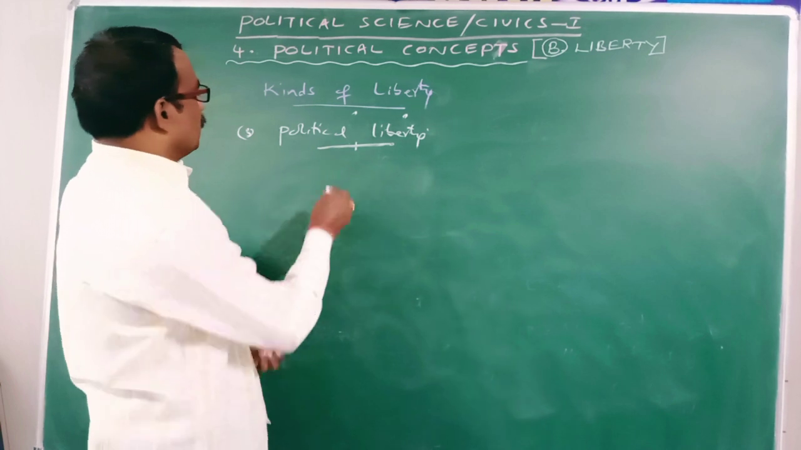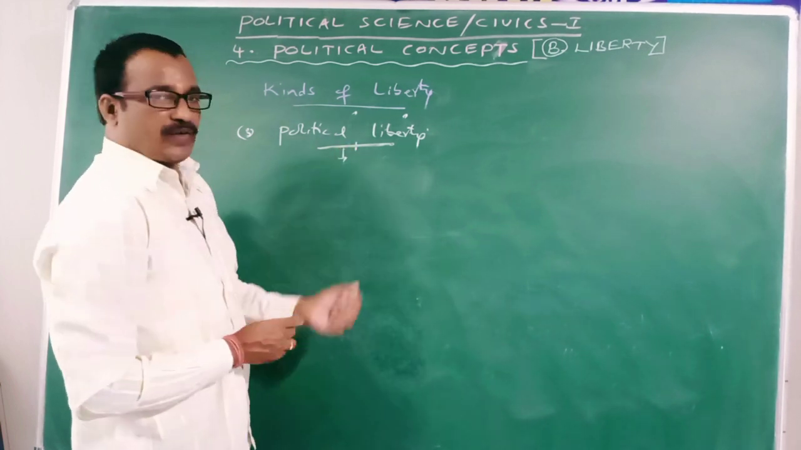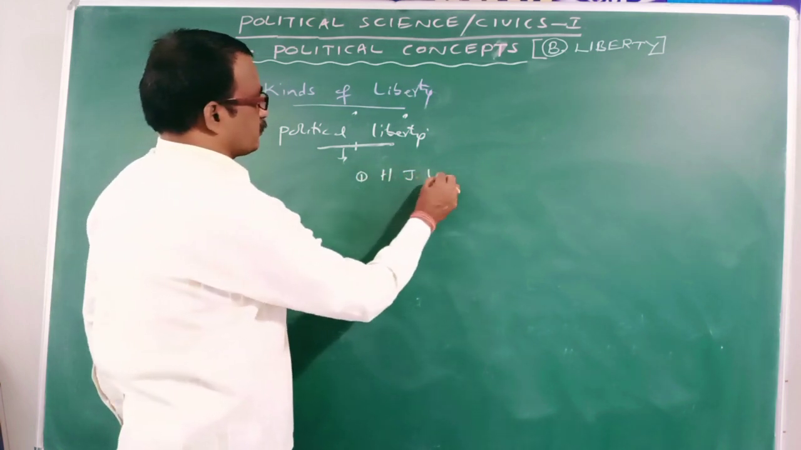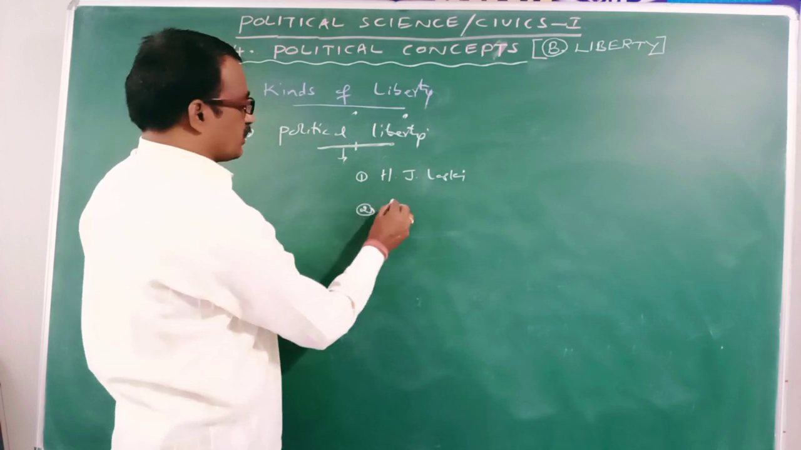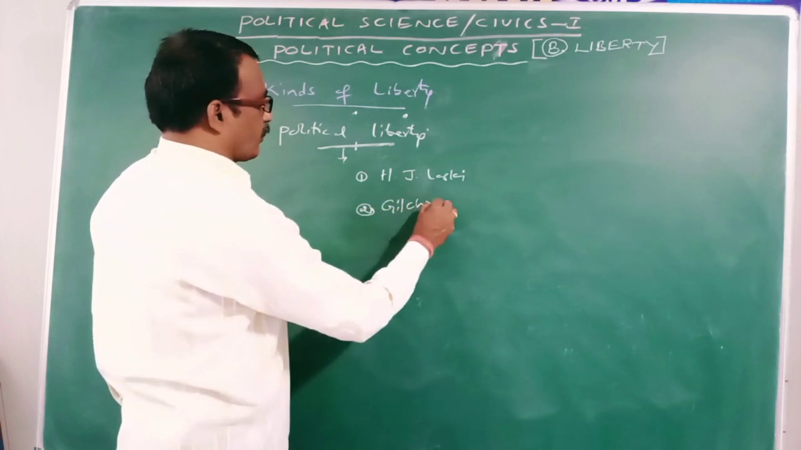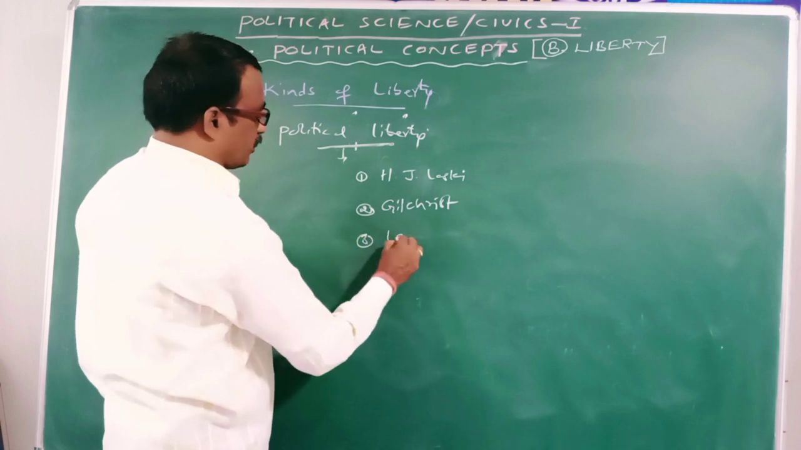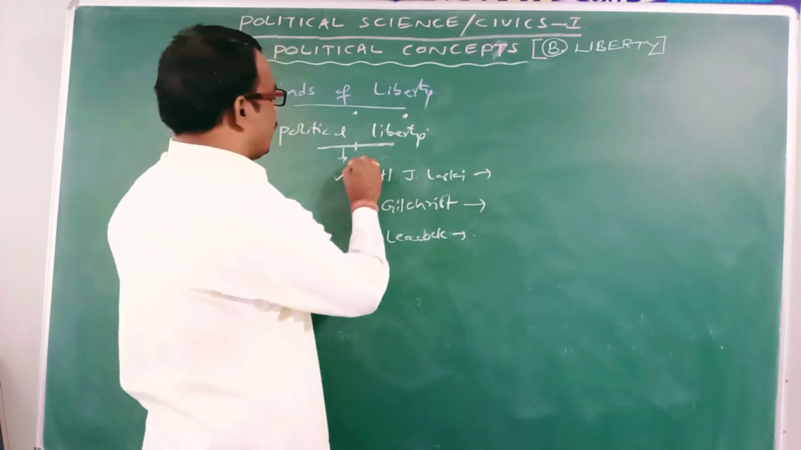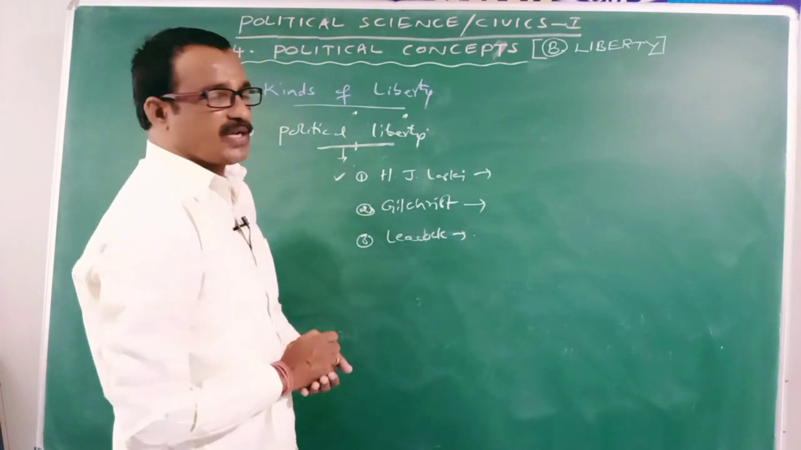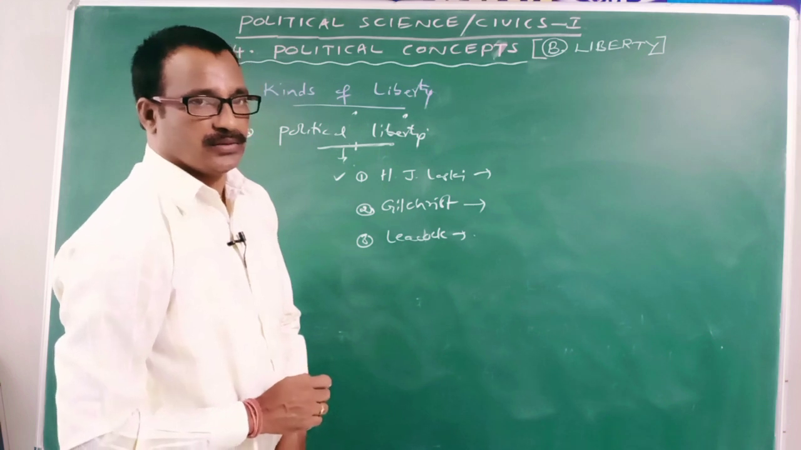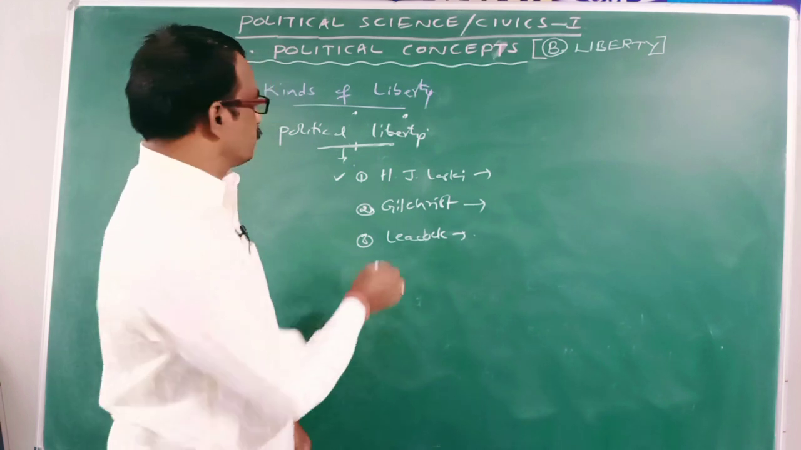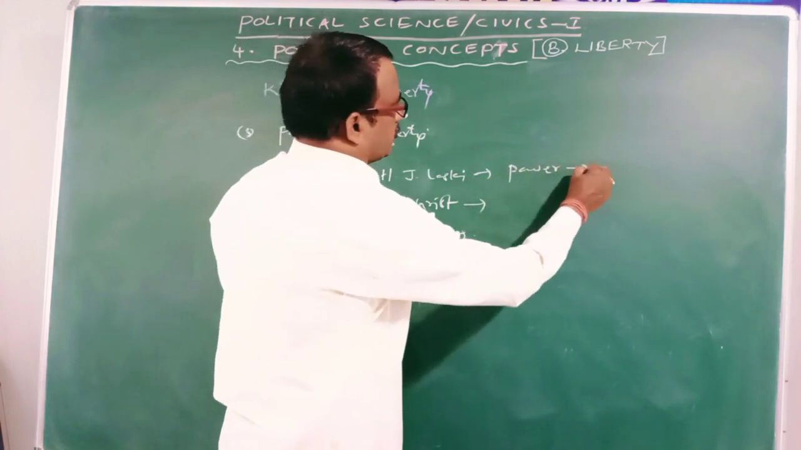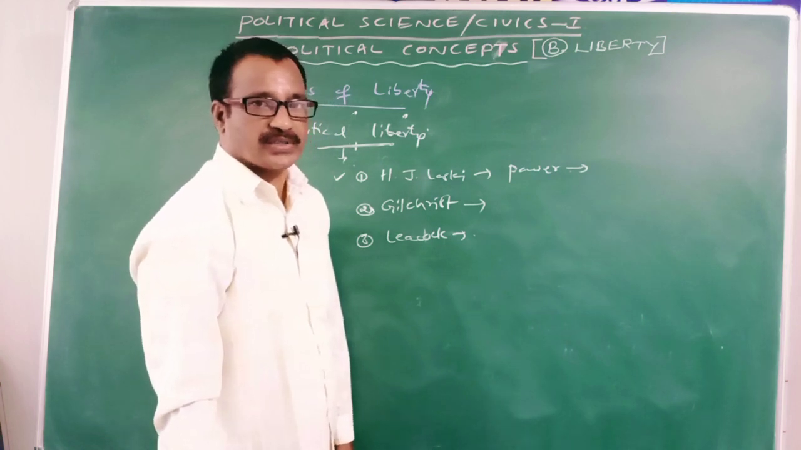Then, the opinions of various political philosophers on political liberty. One is of H.J. Laski. Number 2 is of Gilchrist. Number 3, Leacock. Here, H.J. Laski considered the political liberty as the power to act in political affairs of the state.